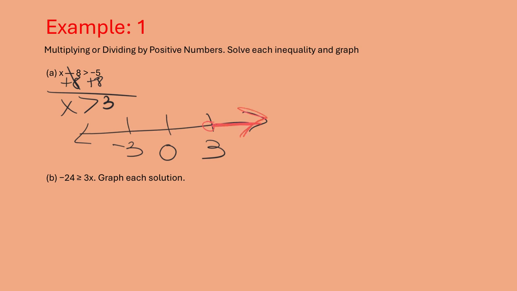Remember, when the variable is on your left-hand side, just pay attention to whichever way the inequality is going. If your variable is on the right-hand side, do the opposite of what the inequality is going. Yes, Miller?